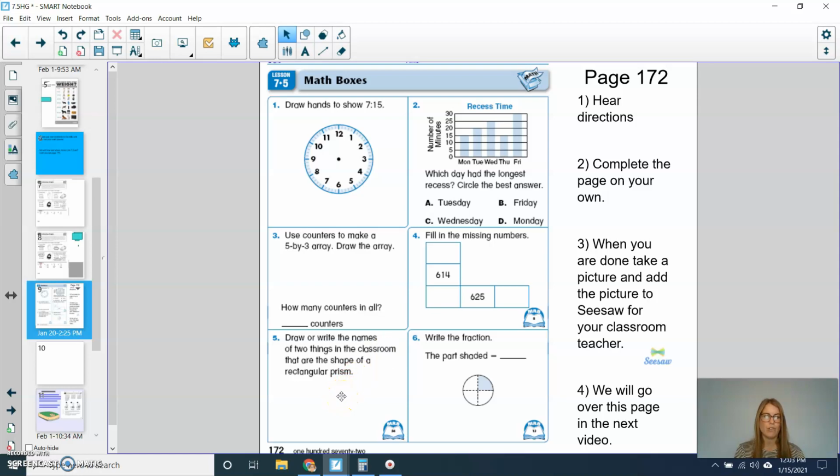For number 5, draw or write the names of 2 things in the classroom, or it could be outside the classroom too, that are the shape of a rectangular prism. And then for our last question, number 6, write the fraction for the part that is shaded.